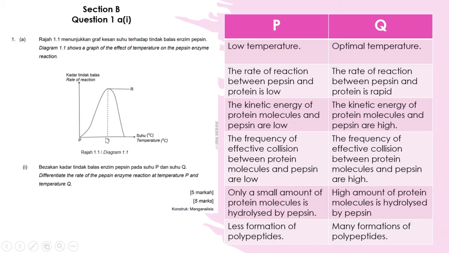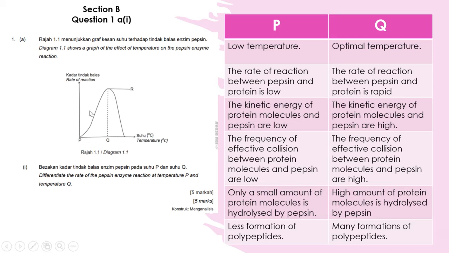So you can predict, this is referred to as the optimum temperature for the pepsin reaction. Alright, so temperature Q is referred to as the optimum temperature for the pepsin reaction. Okay, so that is our early prediction about temperature P and temperature Q.